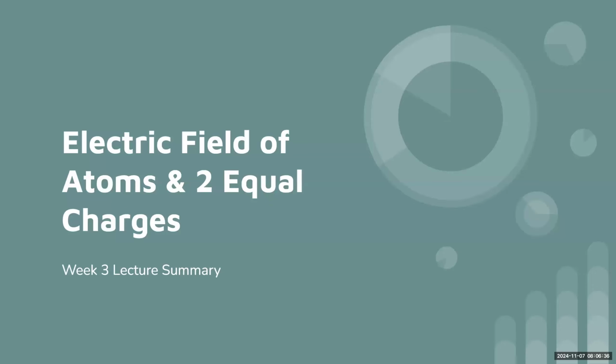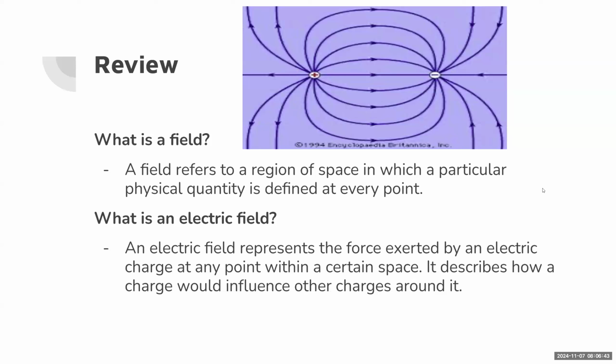Which was an electric field of atoms and two equal charges. So during this class, some review is like we went over what a field is, and a field refers to a region of space in which a particular physical quantity is defined at every point. And we used the example of a football field, and each point in the field you defined by the yards in the football field.